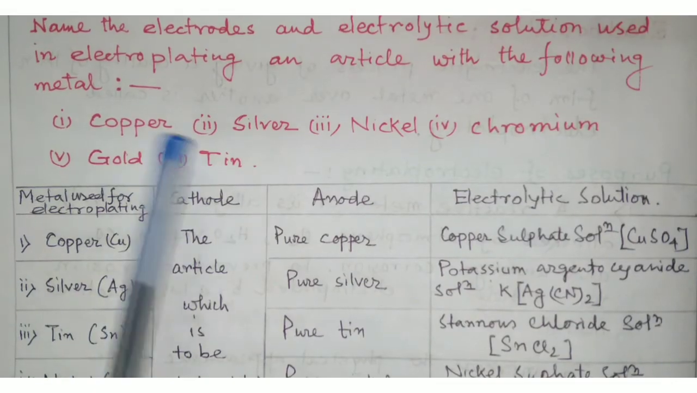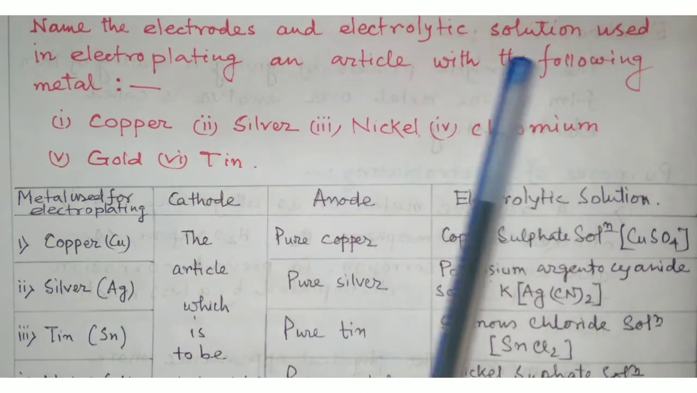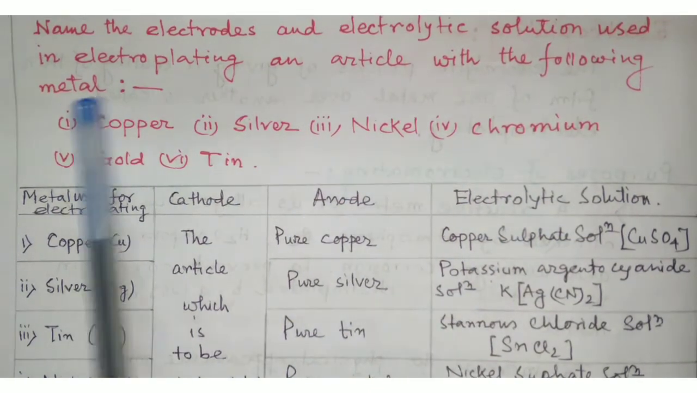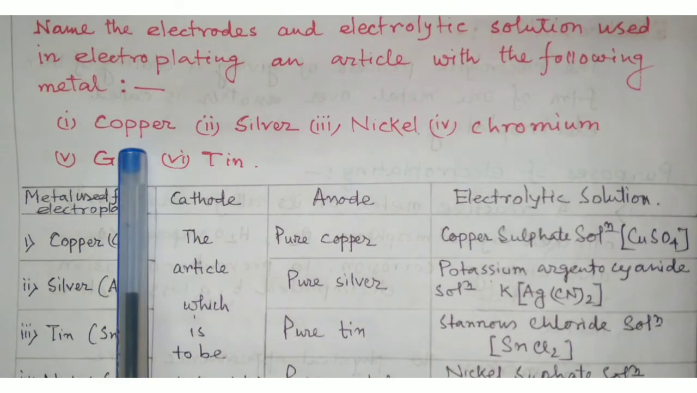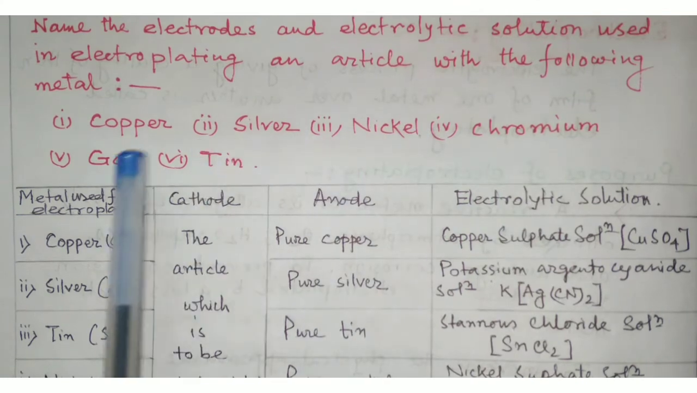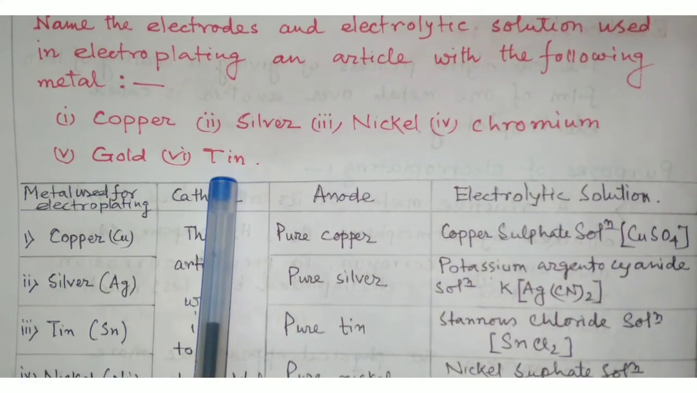Now we discuss the names of electrodes and electrolytic solution used in electroplating an article with the following metals. Number one copper, number two silver, number three nickel, number four chromium, number five gold, and number six tin.